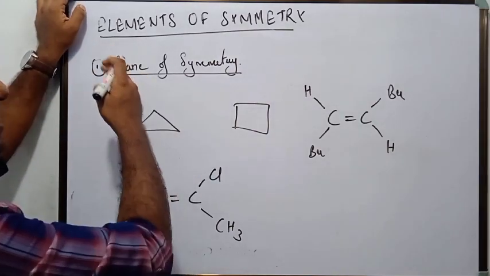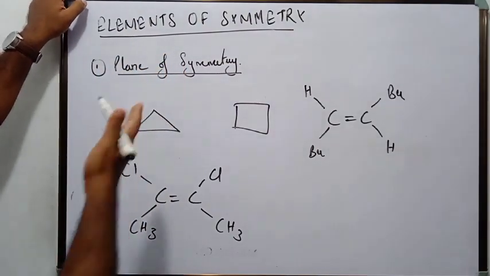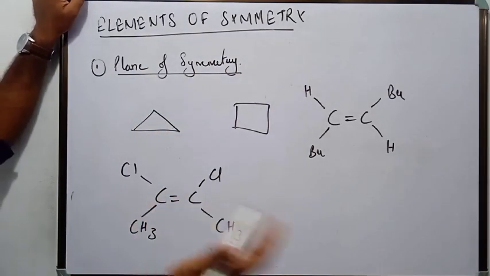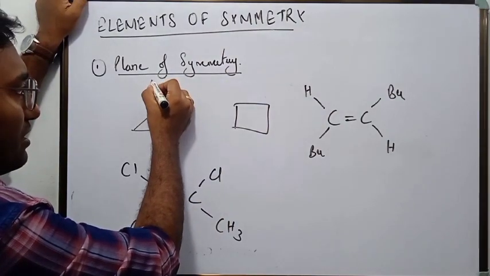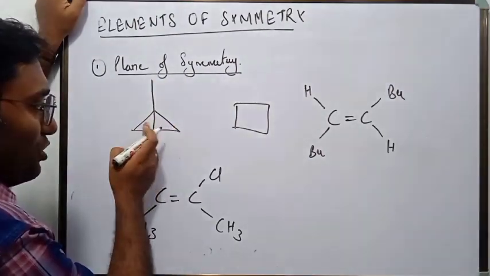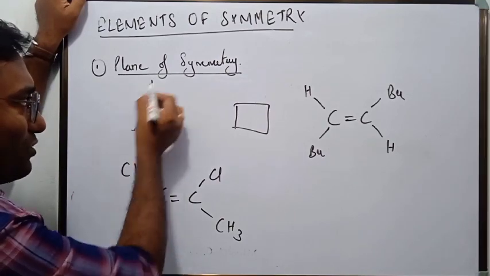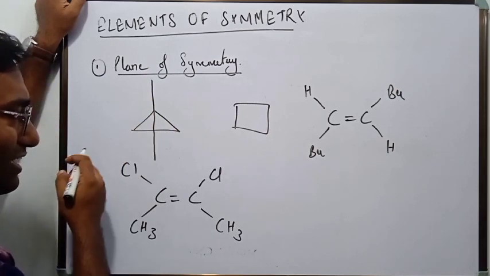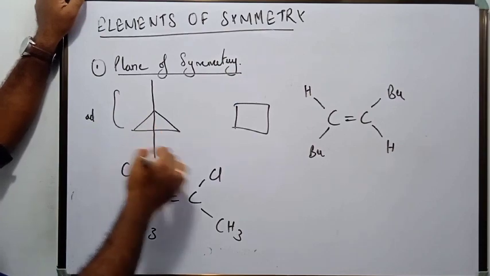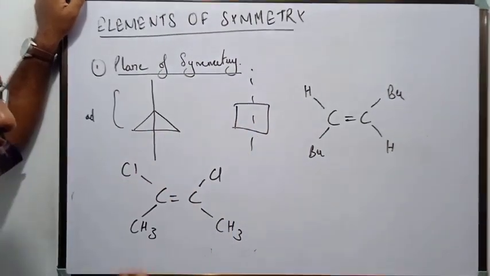A plane of symmetry is an imaginary plane that can dissect the molecule into two equal halves, the two halves being mirror images of each other. If it can divide the molecule into two equal halves, then the molecule is achiral. So this one is achiral, because the plane of symmetry can divide it into two equal halves.